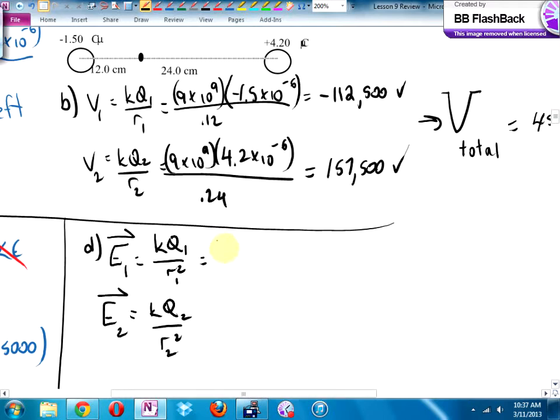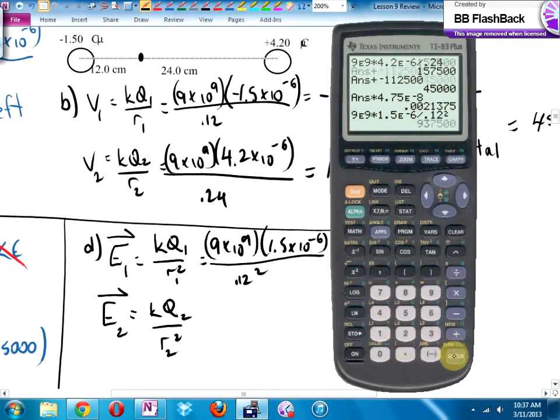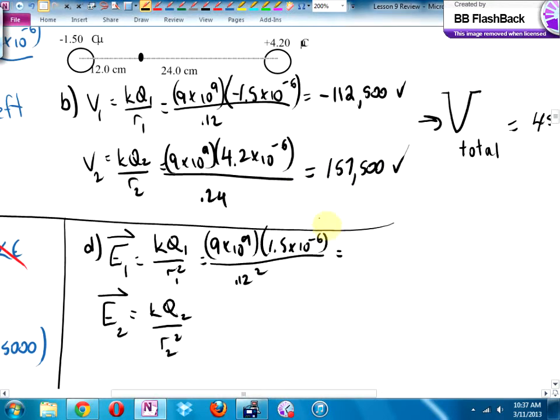So it's going to be 9 times 10 to the 9th. Do I put in negative 1.5? No. Nine times 10 to the 9th times 1.5 times 10 to the negative 6 divided by 0.12 squared. And I get an electric field of 937,500 newtons per Coulomb. Direction.